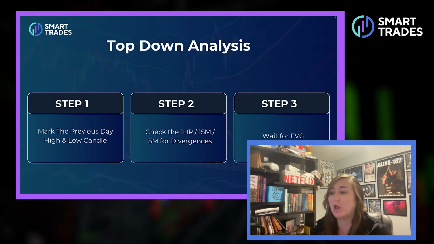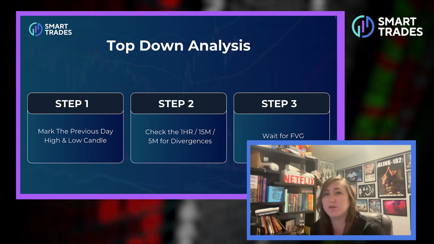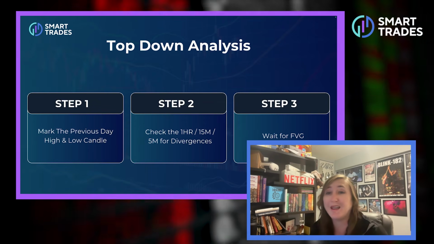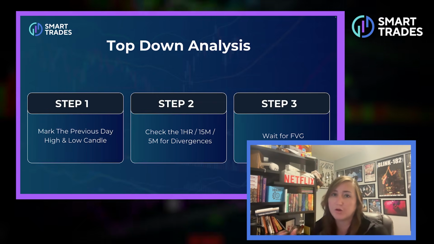Then I usually check the 1 hour, 15-minute, and 5-minute time frame for any divergences we may have that could go against us in a trend direction or maybe a reversal. And then we're going to actually wait for our setup.